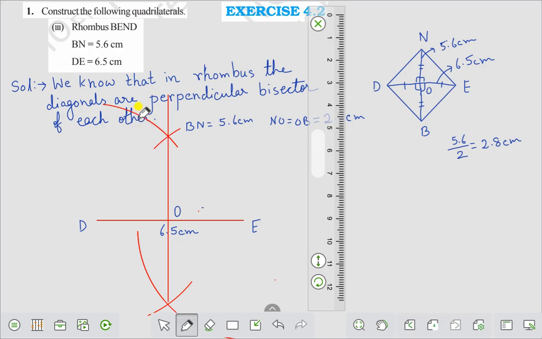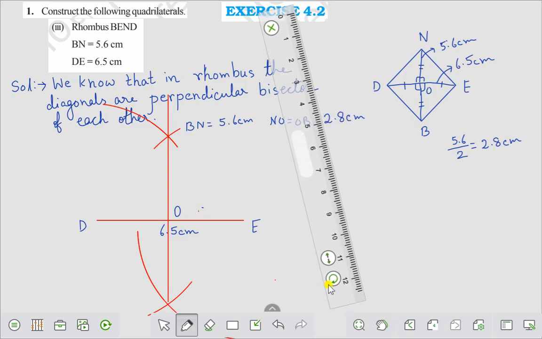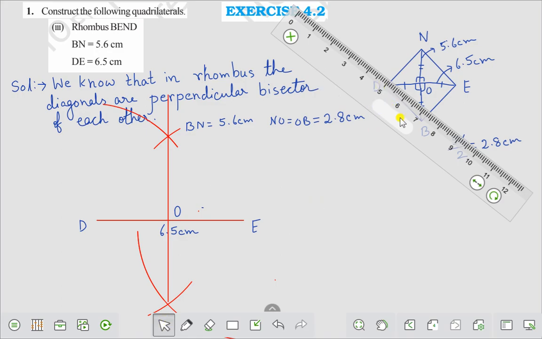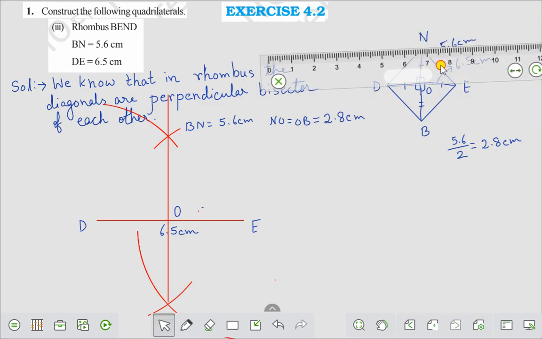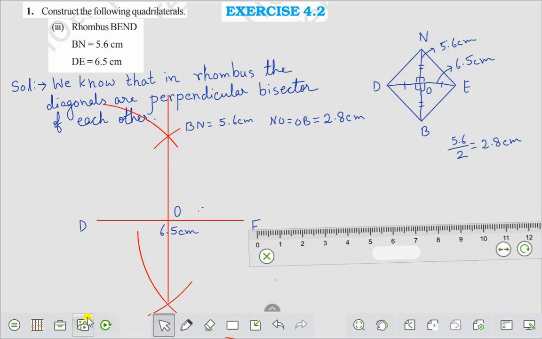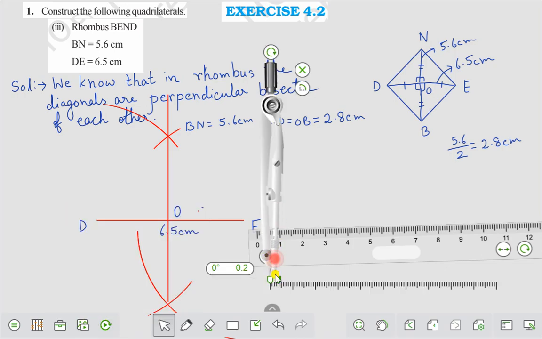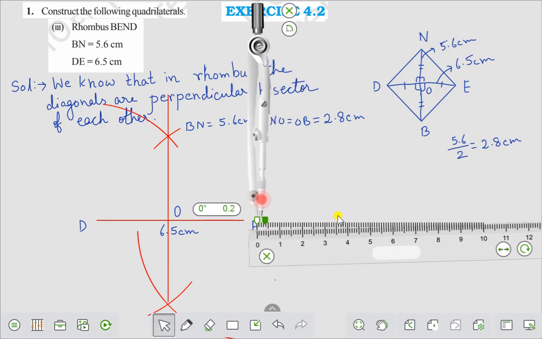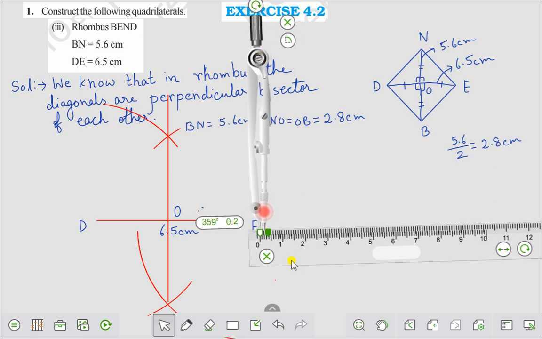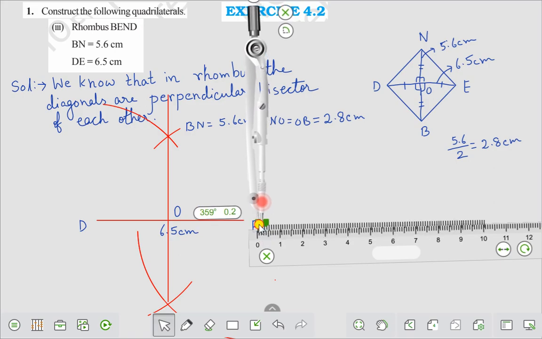And we know that in a rhombus the diagonals are perpendicular bisectors of each other. Right? The diagonals also bisect each other. Therefore, we can write BN is 5.6, therefore NO, we take O as 2.8 centimeter. Let us take this with the help of ruler and compass. With the help of this compass, take an arc of 2.8 centimeter.